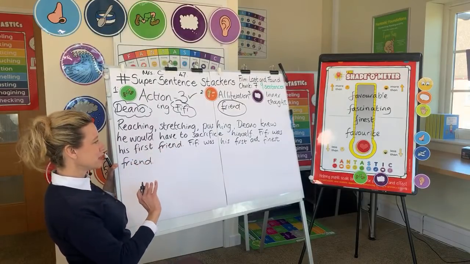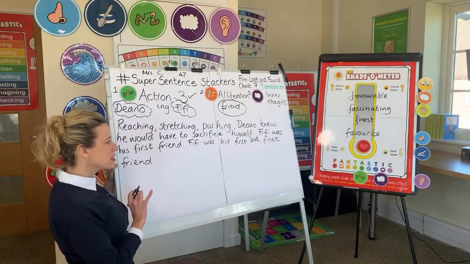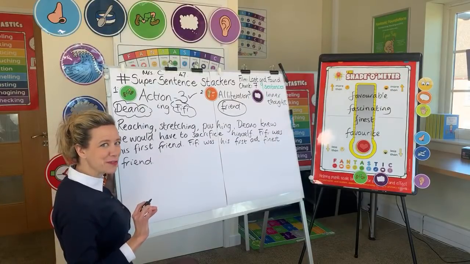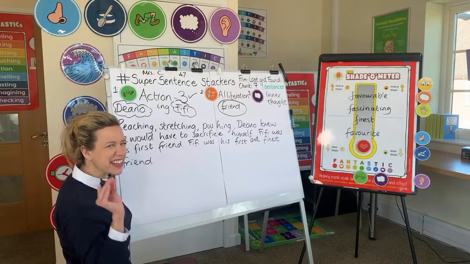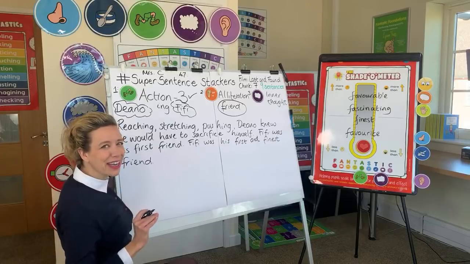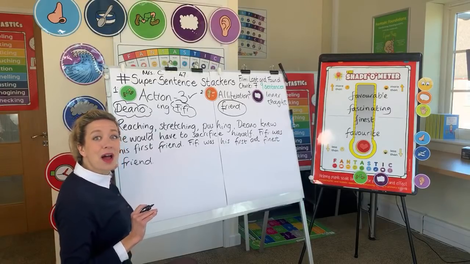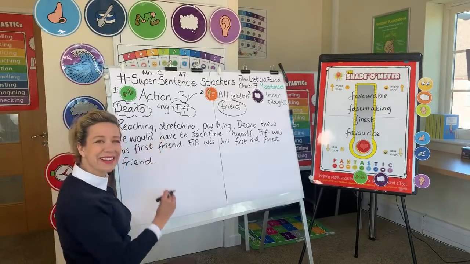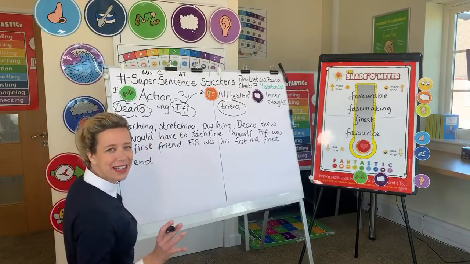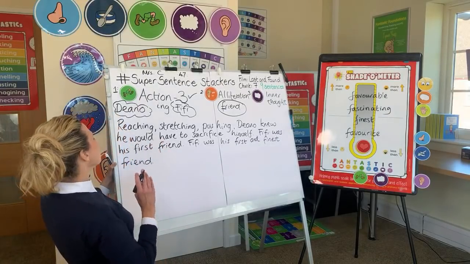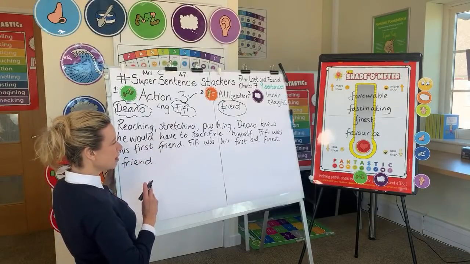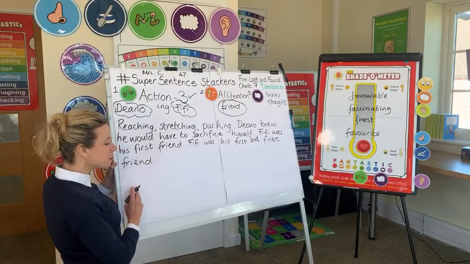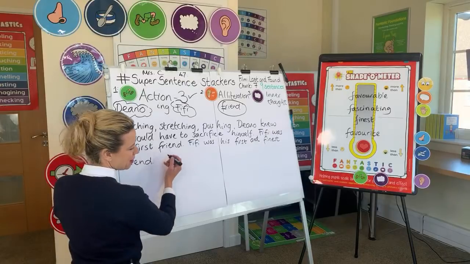Fifi was his first friend. Fifi was his first and finest friend. Roald Dahl does this structure a lot in his writing. If you look in BFG, Big Friendly Giant, he writes like this all the time. It's really clever. Fifi was his first friend. Fifi was his first and finest friend.